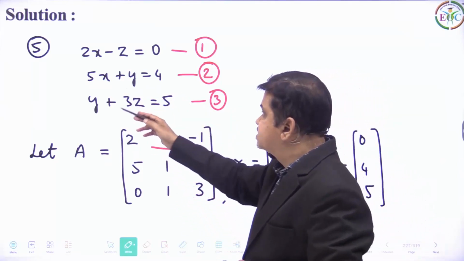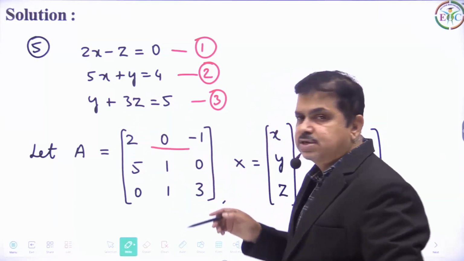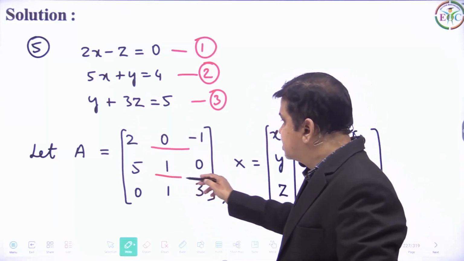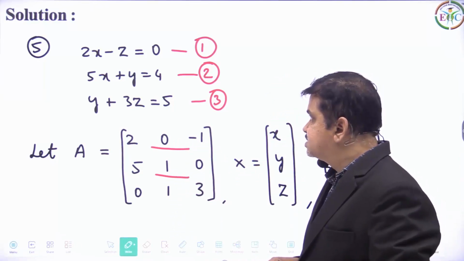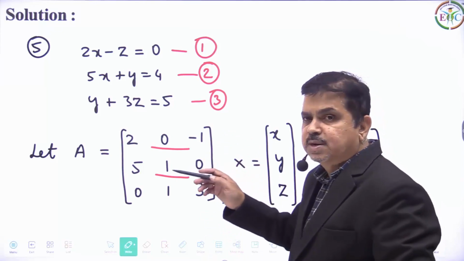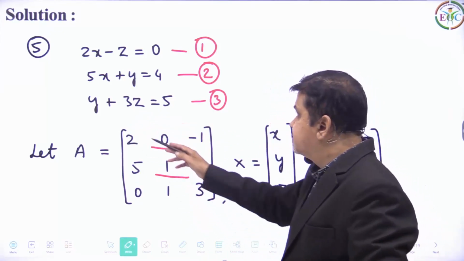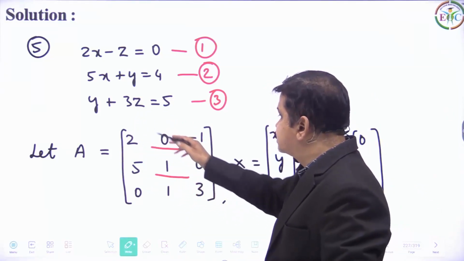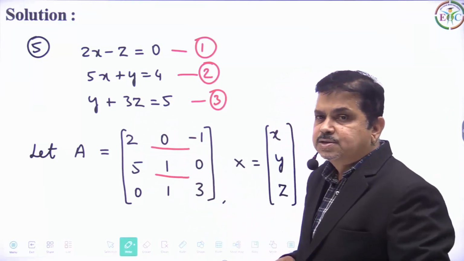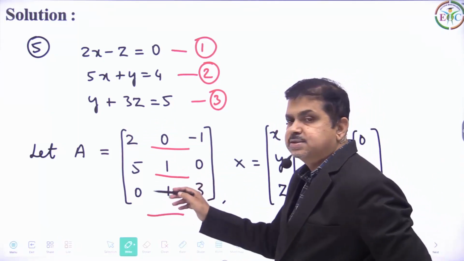So therefore the coefficient of x is 5, the coefficient of y is 1 and the coefficient of z is 0. So this forms the elements of the second row of the matrix A. And coming to equation number 3, we have y plus 3z equal to 5. The coefficient of x is 0, the coefficient of y is 1 and the coefficient of z is 3. So therefore let the matrix A be the coefficients of x, y and z.